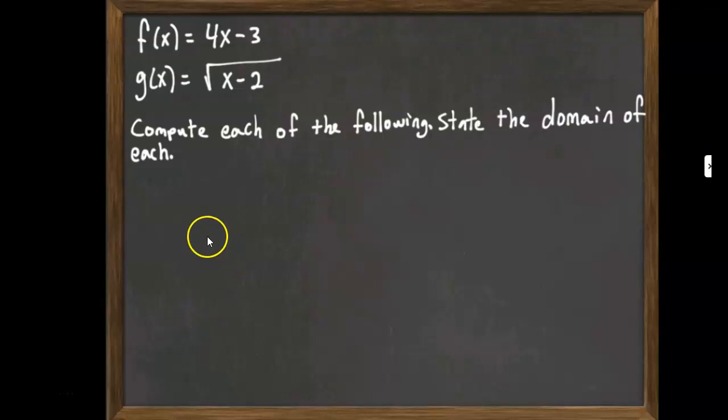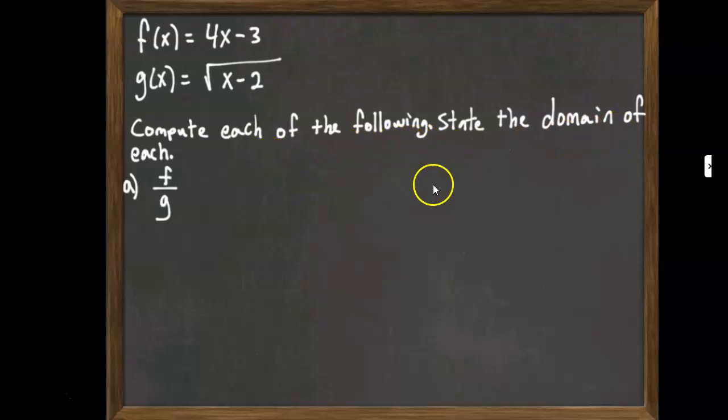Okay, in this problem here, we are given a pair of functions. F is the linear function 4x minus 3. G is the radical function, square root of x minus 2. And we're asked to compute each of the following and also state the domain of the functions.